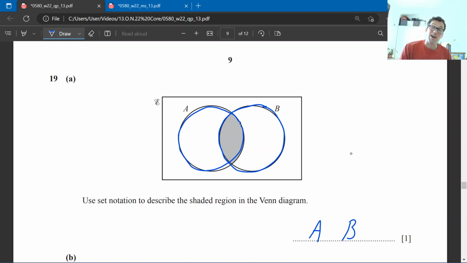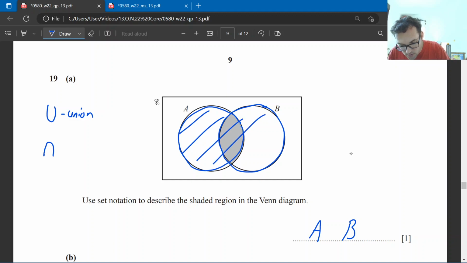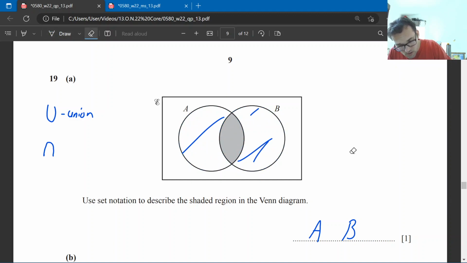Now it's just the sign. There's two signs, remember? There's union and intersection. Union means everything. That would have meant everything in A and everything in B and where they overlap. So union would have been everything. So they would have shaded both if they wanted union. Okay, but it's not. It's not union. It's the other one, intersection.